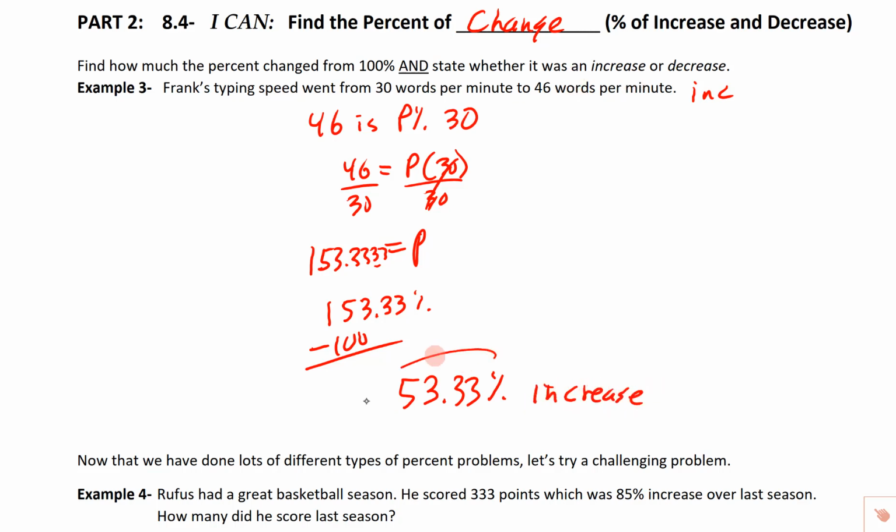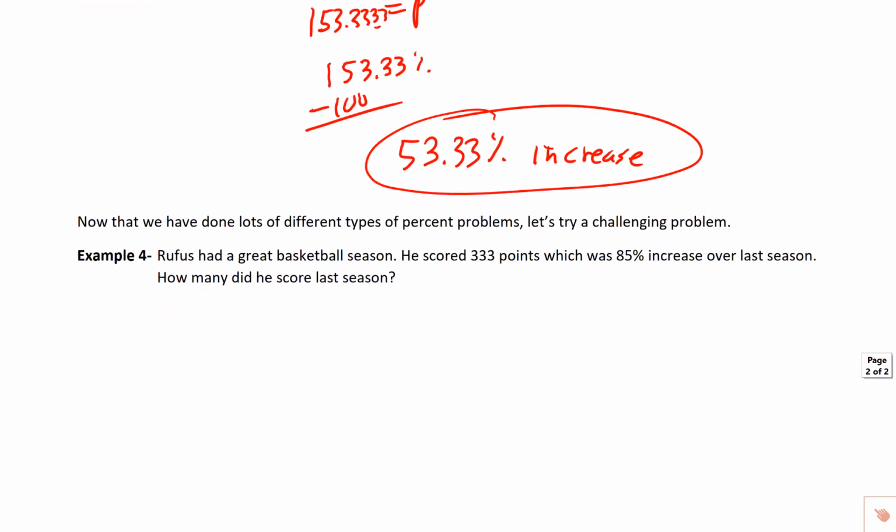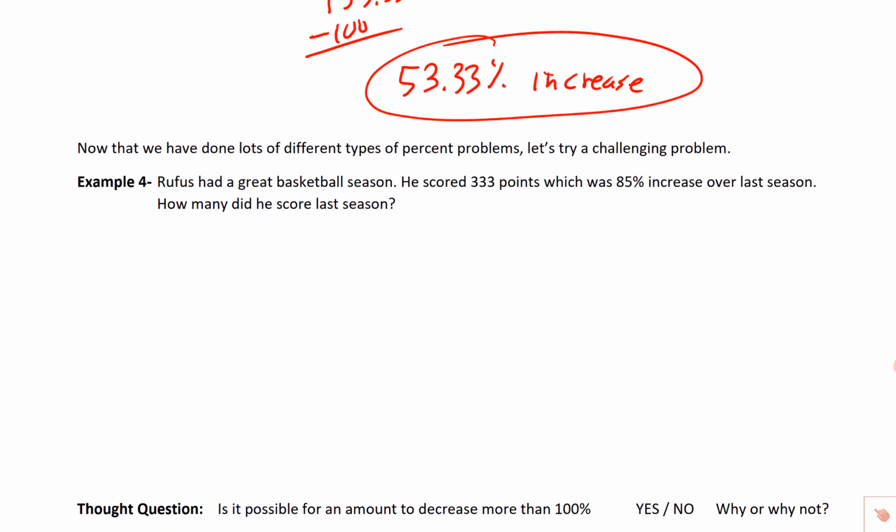And again, if you just wanted to abbreviate with DEC period for decrease and INC period for increase, that would be totally okay. Now, we've done lots of different types of problems that have percents. Let's try a little bit more challenging one. So this says, Rufus had a great basketball season. He scored 333 points, which was an 85% increase over last season. How many did he score last season?